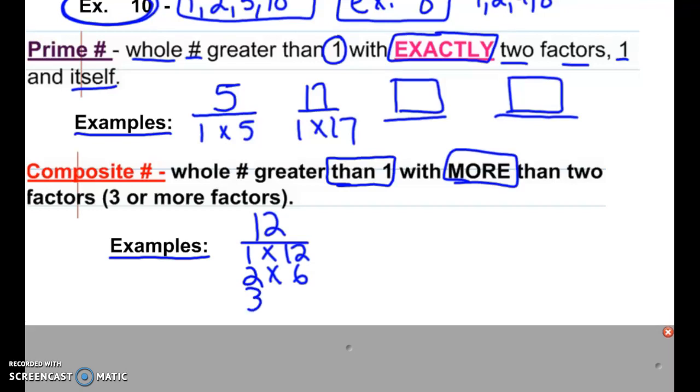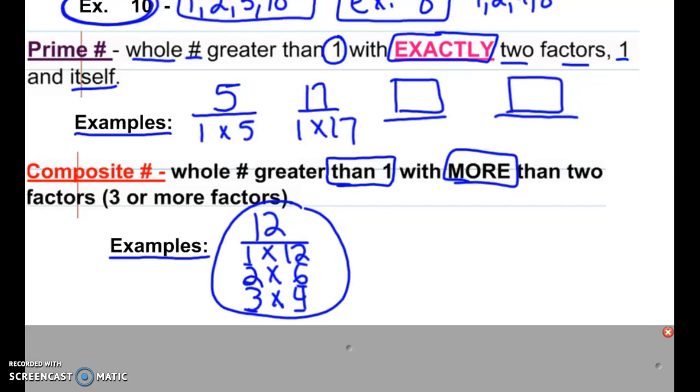3 goes into 12 evenly. How do I know that? Because I know my 3 multiplication tables, and it goes into 12 4 times, or in other words, 3 times 4 is 12. So these are all of the factors of 12. Now notice there are 1, 2, 3, 4, 5, 6 factors of 12. Because that's more than 2 factors, that's 3 or more, that means it is a composite number. Pause your video and write this down.